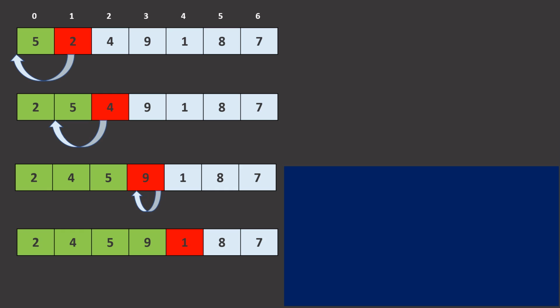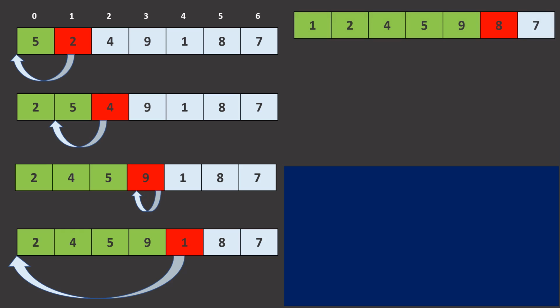How? 1 will be compared with 9 and 9 is greater, so 9 will move one position right. Now 1 will be compared with 5, 5 is bigger, so 5 will move one position right. Now 1 is compared with 4, 4 is bigger, so 4 will move one position right. Now 1 will be compared with 2, 2 is again bigger, so 2 will move one position right, making room for 1, so 1 will be inserted before 2. Okay, so now your list becomes like this. Your sorted part of the list has values 1, 2, 4, 5 and 9. The unsorted part has values 8 and 7.